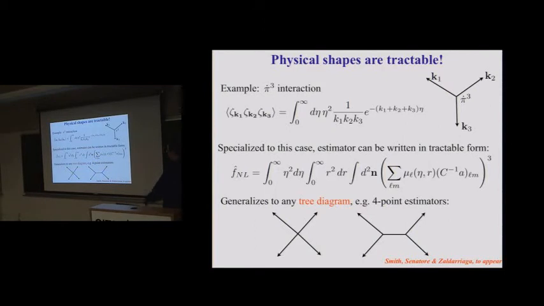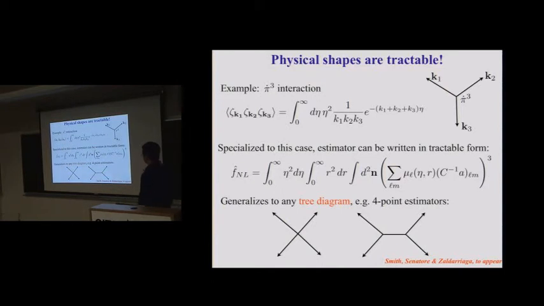That's true even for higher point diagrams, because you'll have some outer integrals over times, and then when we evaluate a Feynman diagram, the integrand is just the product of propagators. So at every vertex, we just have the product of all the propagators, which just depend on the k's going in. And so this would generalize to any tree-level diagram. We're writing a paper where we do this for the 4-point function.